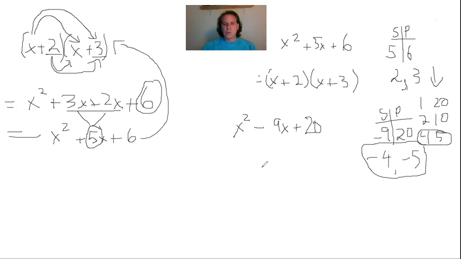So now that I've got my two numbers, I go to my final answer, which is just bracket, bracket, throw an x in the front, and the first number is -4 and the second number is -5. And it doesn't matter which order I put them in because with these two brackets, multiplication is commutative, so we can switch them around and always get the same answer.